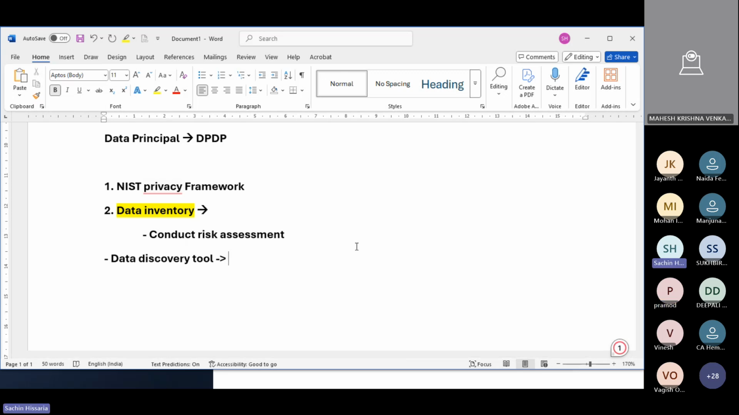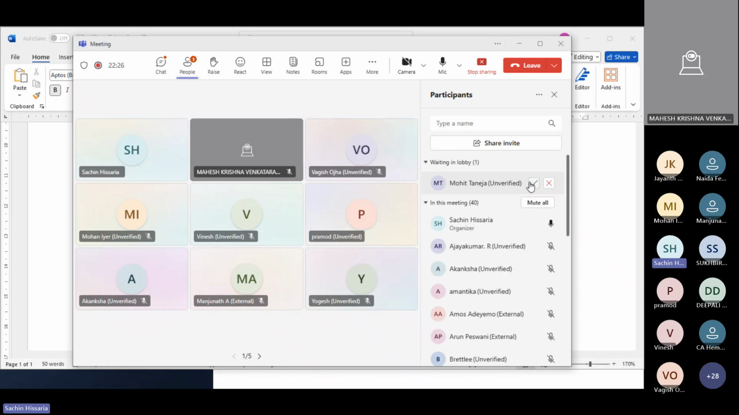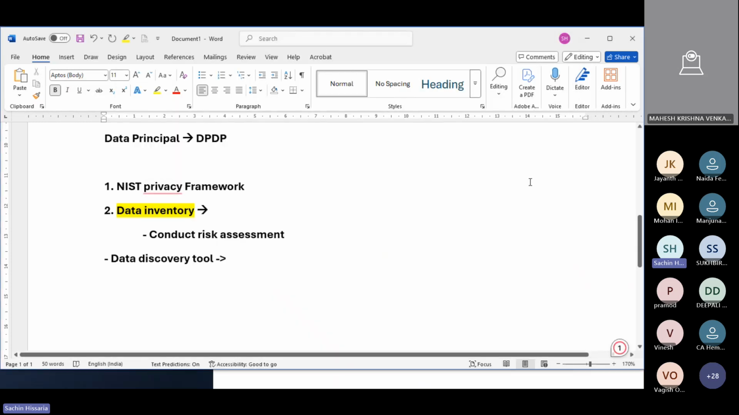So generally, these tools would be identifying and helping you to create that inventory. It is a very important step in order to implement data privacy controls in the organization. First, they need to identify the complete data inventory. They need to prepare the inventory where they will see what all applications are there, and which application is collecting what kind of data. So they'll create an inventory for the entire organization.